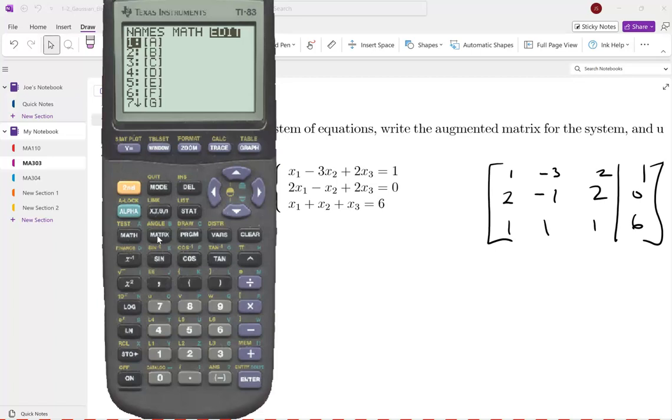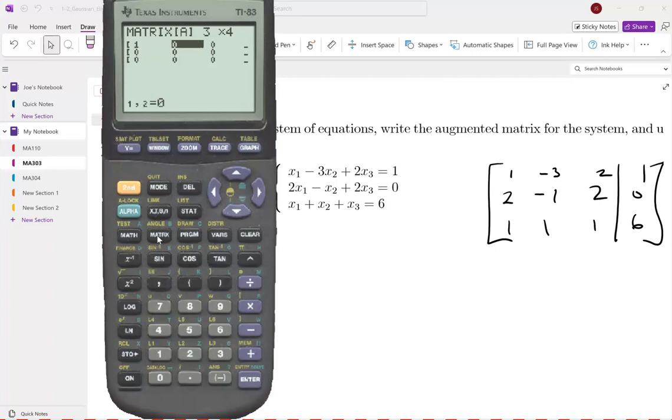You can pick whichever one you want. I'm going to pick A just because that was the first one. First thing it's going to want you to do is put in the dimensions. So in this case, we had a 3 by 4, right? And then each time you hit the enter key, it will tab across the rows. So as you type it in, it will go across the rows.